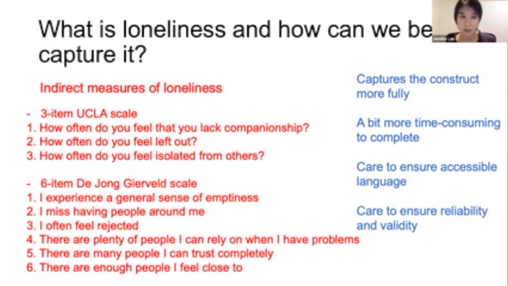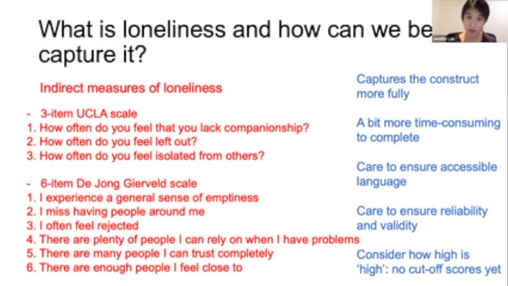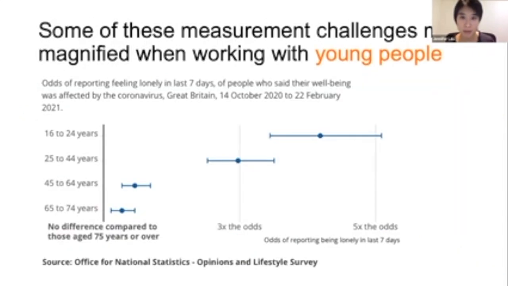And then you also need to make sure that they meet certain psychometric standards. So in terms of reliability, do all of your different questions tap the same thing? And in terms of validity, are they measuring what they're meant to measure? And also something that we need to maybe think about moving forward, and maybe Tim's talk will talk more about this, is to consider how high is a high score. We don't yet have cutoff scores for more problematic forms of loneliness.